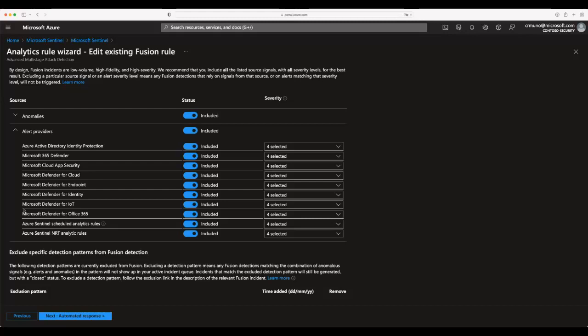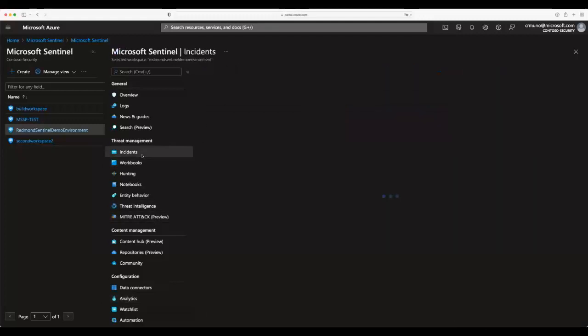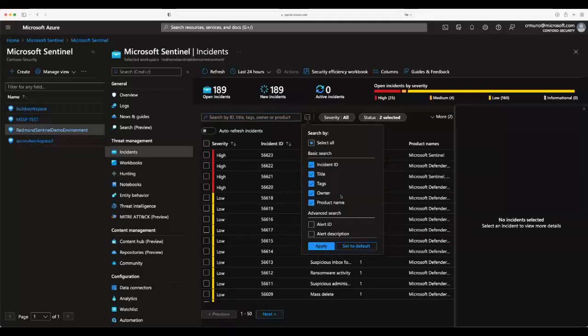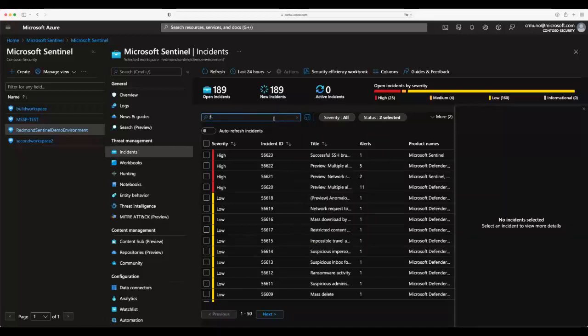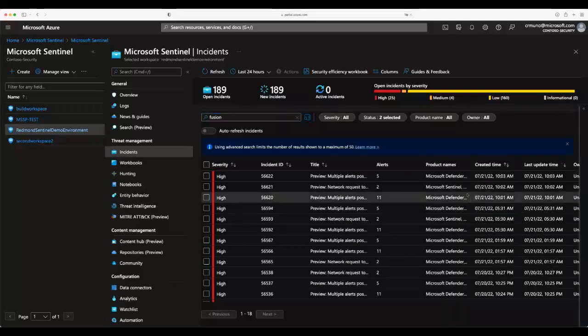And the way that you actually exclude a specific detection pattern from Fusion is by getting an incident that already has that detection pattern. So what you would do is go into incidents. Again, as part of incidents, we do have now an advanced search. So I will go under advanced search and I will select incident description. I click on apply, and then I just type in Fusion. This is going to search across all of my incidents looking for Fusion as part of the incident description.